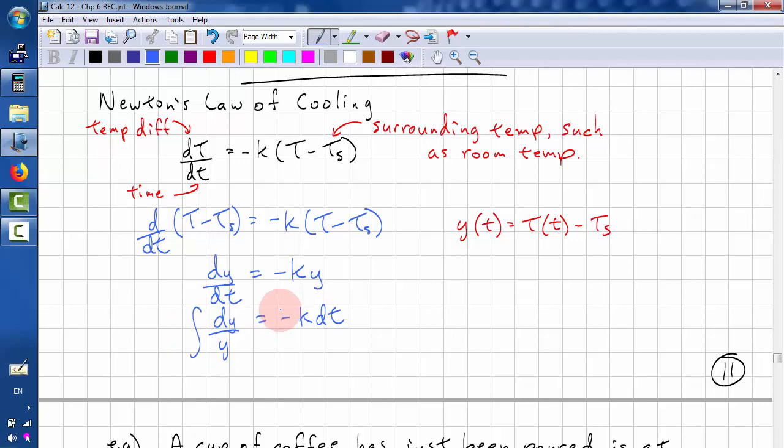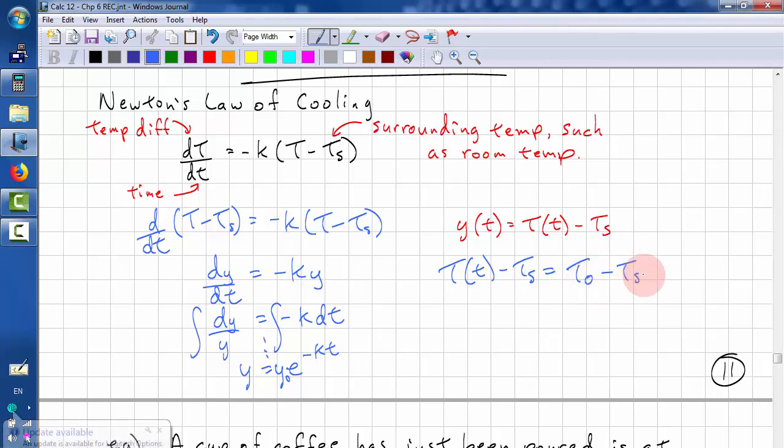We integrate both sides. Okay, so we have y equals e to the minus kt. So that's just like before, and let's just throw in a y naught. There's some steps there. Now we substitute our formula for y back in. So we have T(t) minus Ts equals (T0, or T naught, minus Ts), put that in brackets, and e to the minus kt.